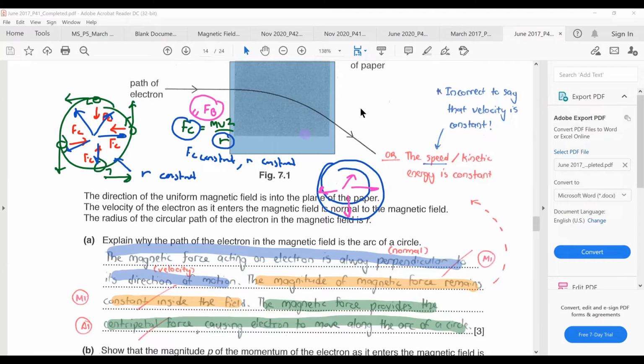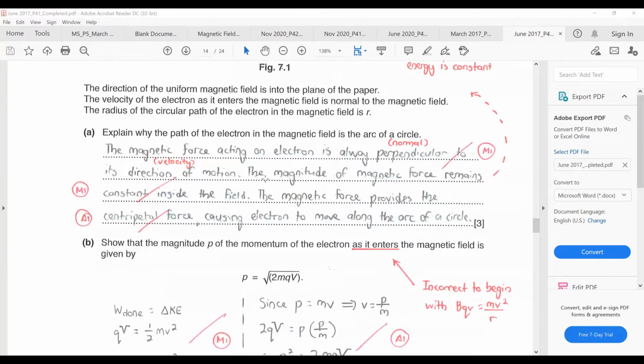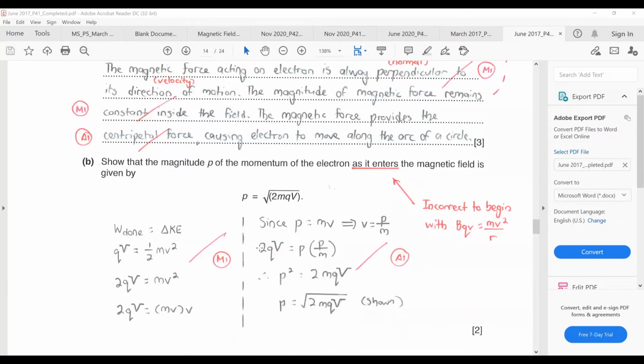Okay, so this part is fine. Then no issues here. Then I'll just fill off the diagram. Okay, now show that the magnitude P of the momentum of the electron as it enters the magnetic field is given by this.